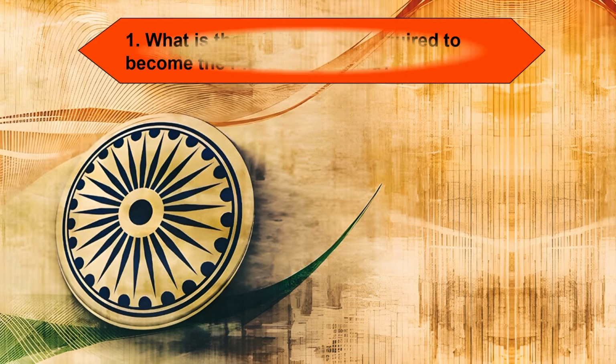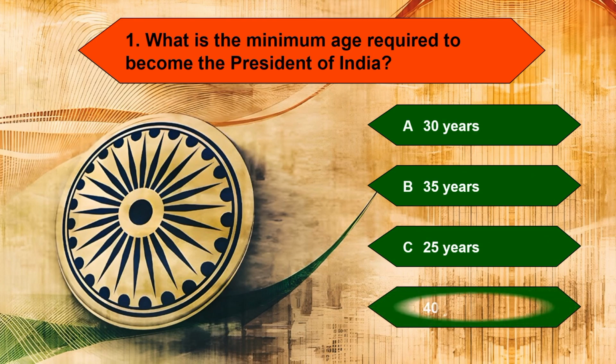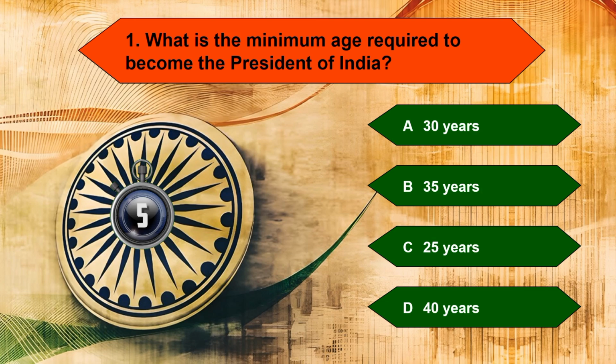First, what is the minimum age required to become a president of India? A. 30 years. B. 35 years. C. 25 years. D. 40 years. B. 35 years.